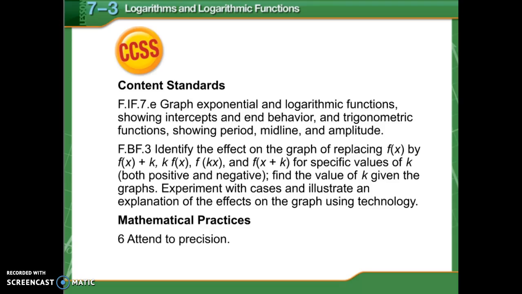Okay, this is the Unit 3, Lesson 3 video, and today we're in Chapter 7, Section 3 out of the textbook, and our lesson is on logarithms and logarithmic functions. So we're looking at a couple content standards. The first one deals with graphing logarithmic functions, intercepts, and behavior. That's the part of that content standard we're going to focus on. And the second content standard looks at effects of translations on graphs. Our mathematical practice that we're going to focus on is attending to precision.